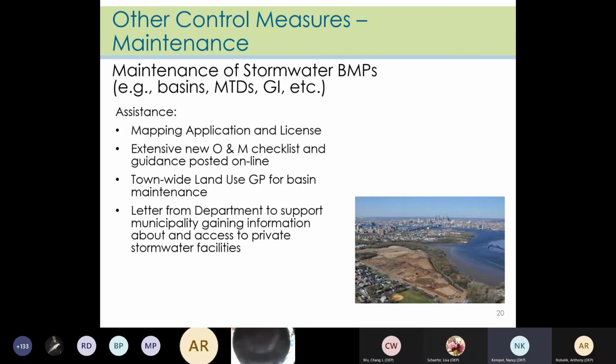There is also a land use general permit for basin maintenance. There is a letter from the department to support municipalities gaining information and access to private stormwater facilities as well.